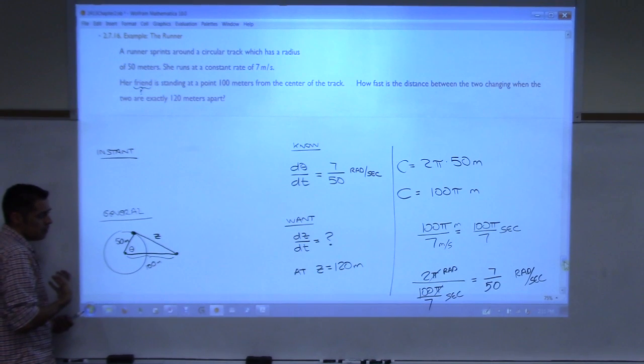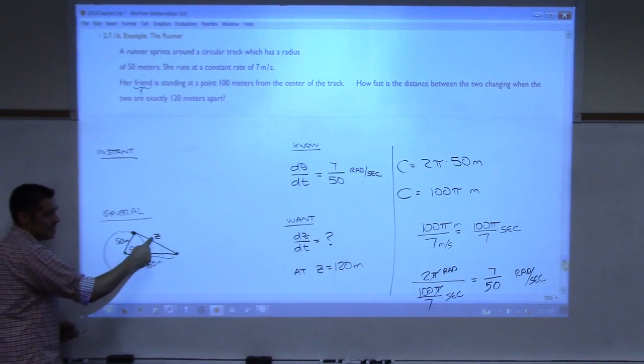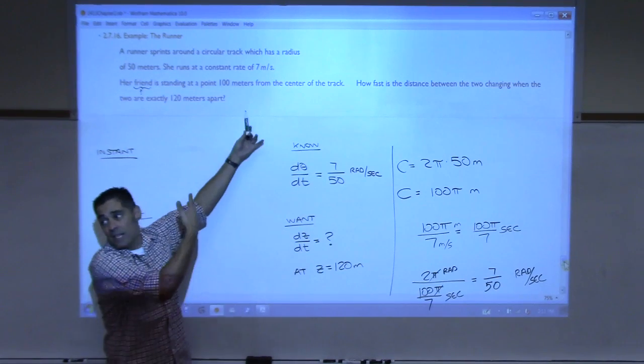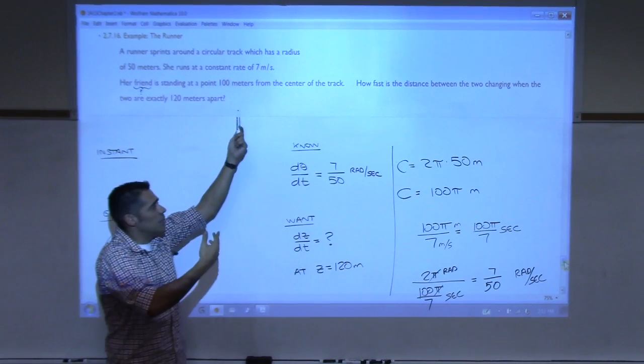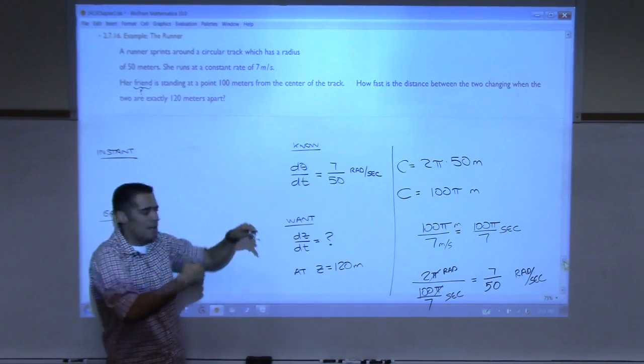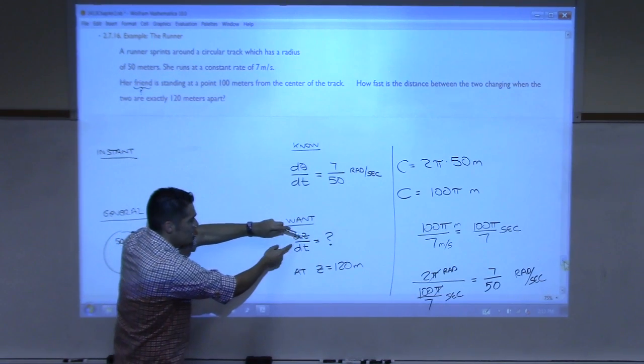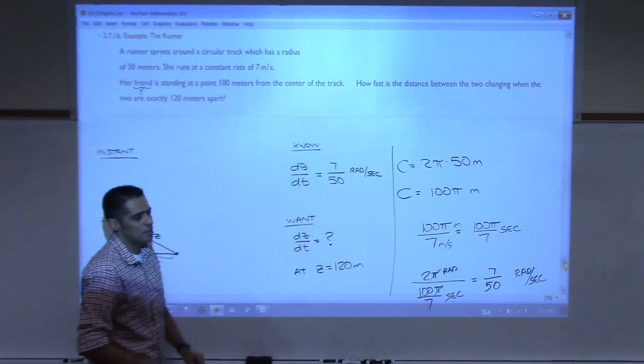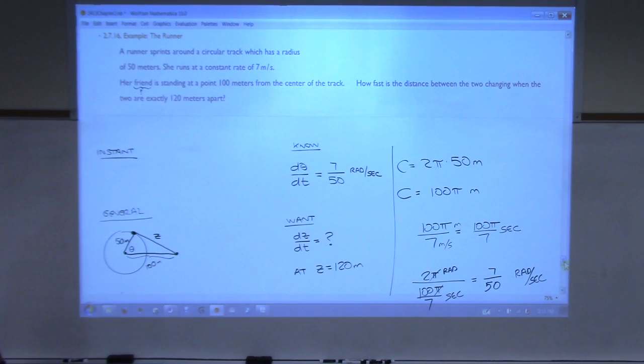The hope that we had here was that we were going to somehow be able to connect z to her speed. But we couldn't, so we converted her speed to her angular speed, and now we're going to connect the distance between them to her angular speed, hopefully. Or connect that to that. So how can I connect those together?